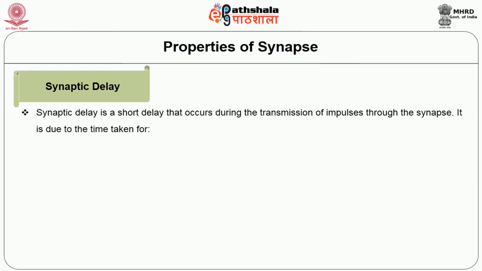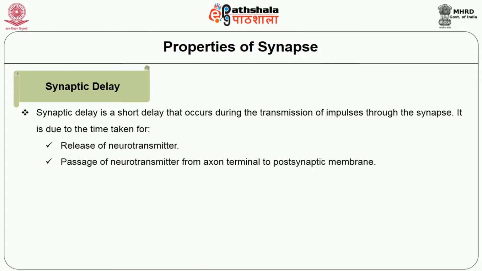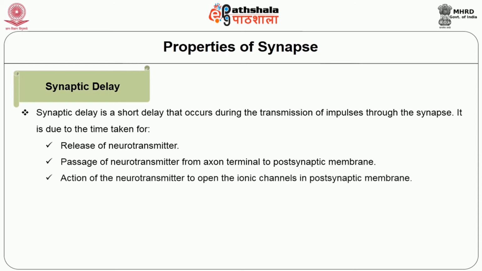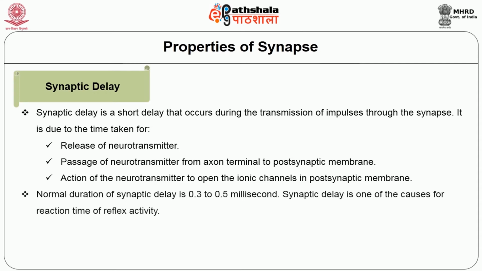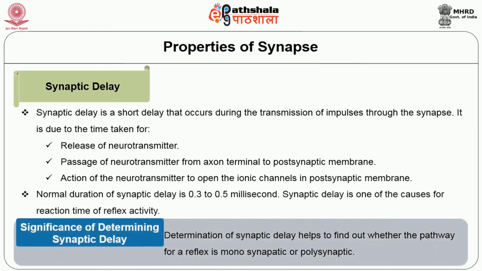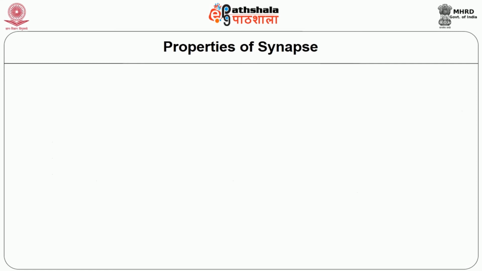It is due to the time taken for release of neurotransmitter, passage of neurotransmitter from axon terminal to postsynaptic membrane, and action of the neurotransmitter to open the ionic channels in the postsynaptic membrane. Normal duration of synaptic delay is 0.3 to 0.5 millisecond. The synaptic delay is one of the causes for reaction time of reflex activity. Determining the synaptic delay helps to find out whether the pathway for a reflex is monosynaptic or polysynaptic.